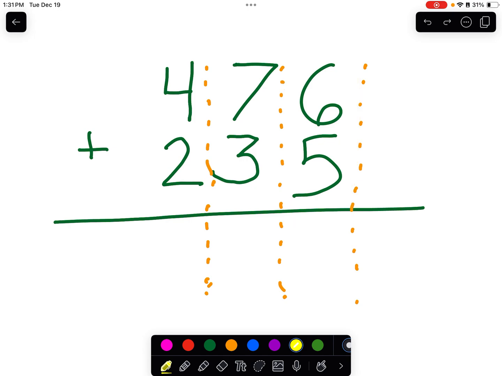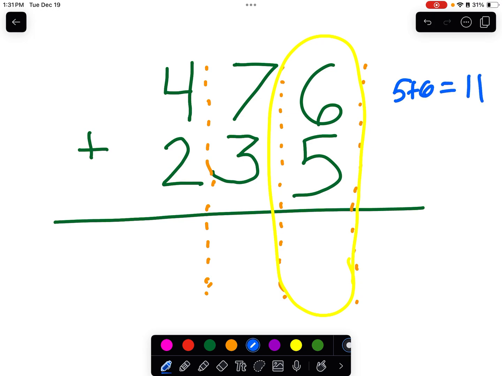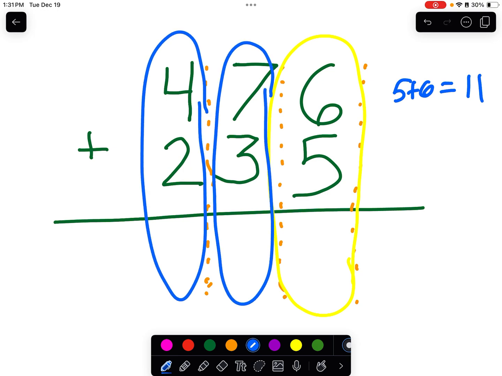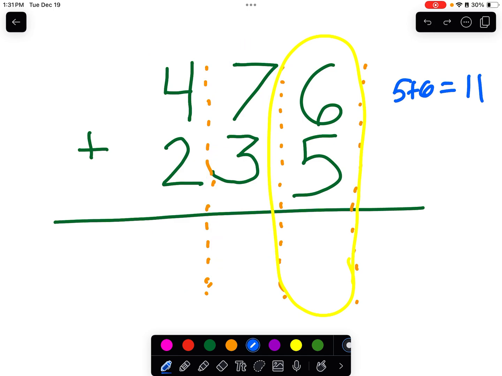So let's begin. The very first step with column addition is we are going to add up the numbers in each column, starting at the right. So what is 5 plus 6? 5 plus 6 is 11. But now we have an issue. We can't put 11 below the 6 and the 5. We can only put one number underneath each column of numbers.